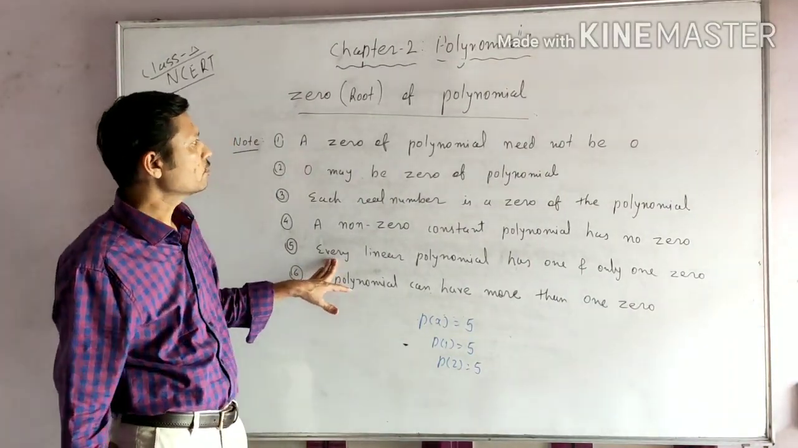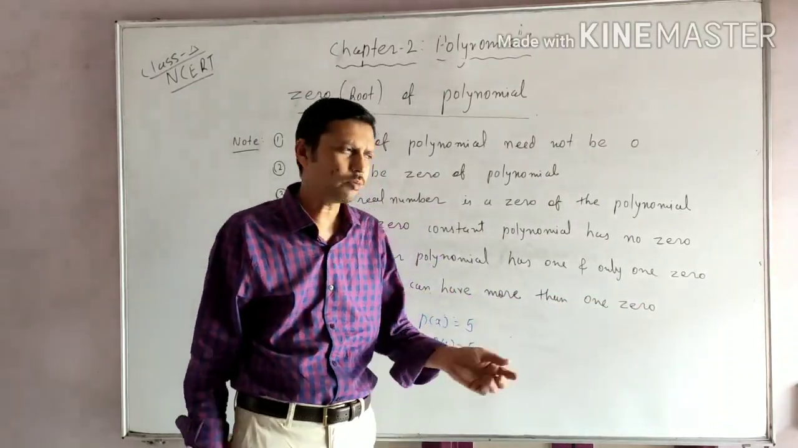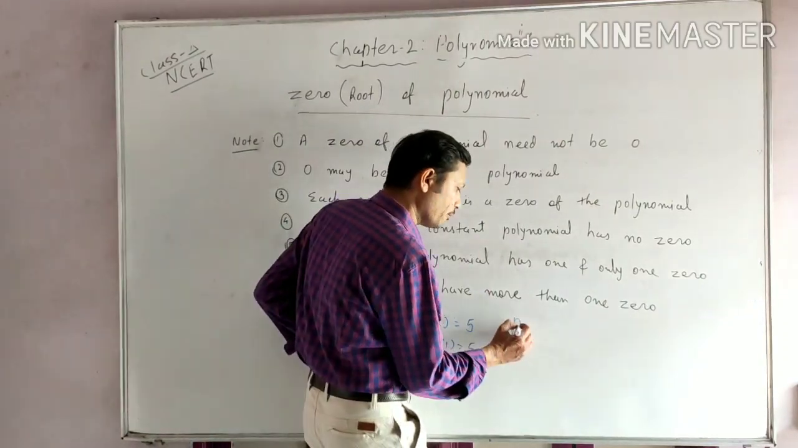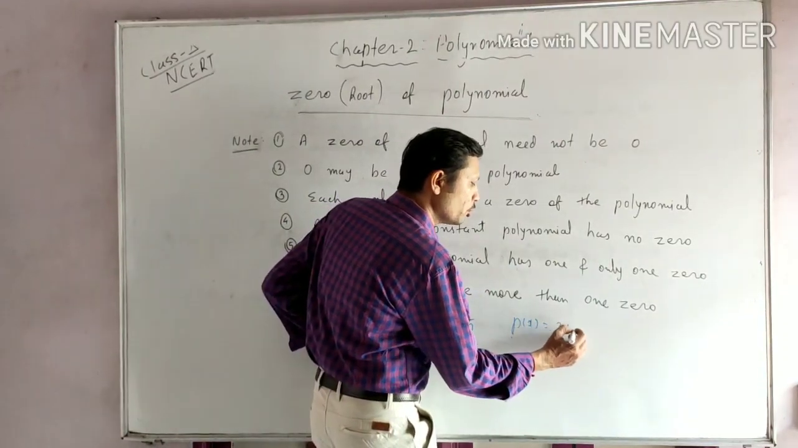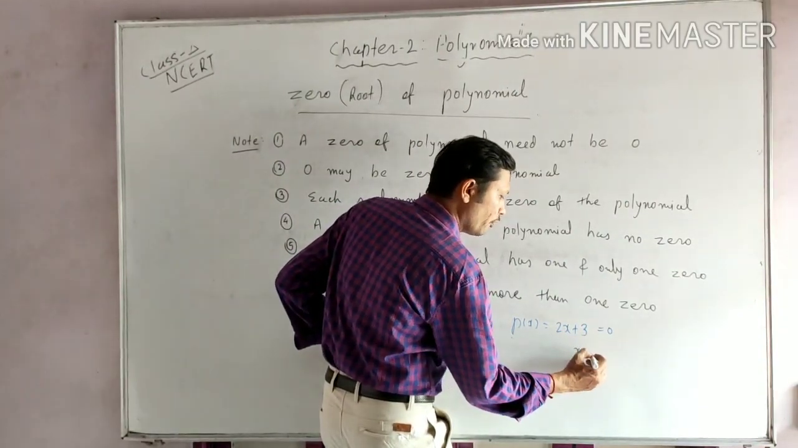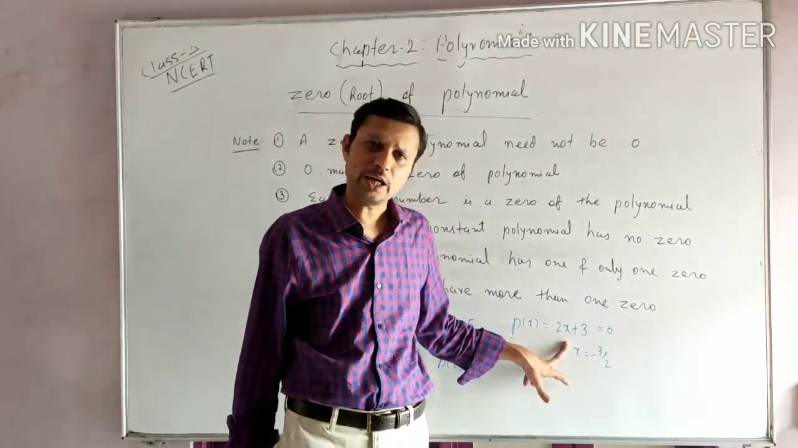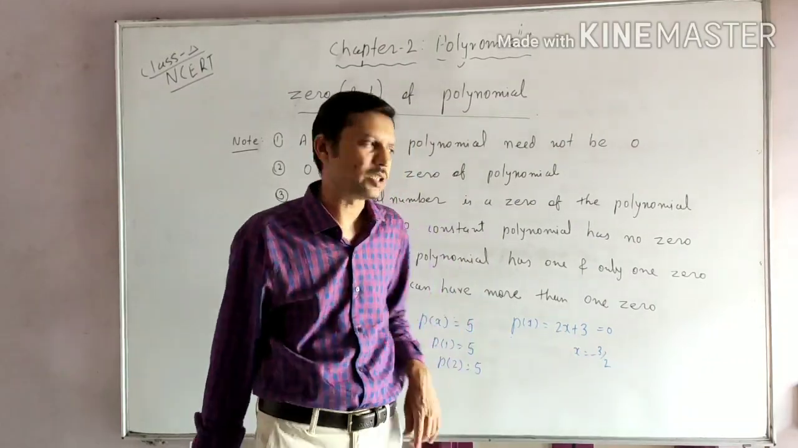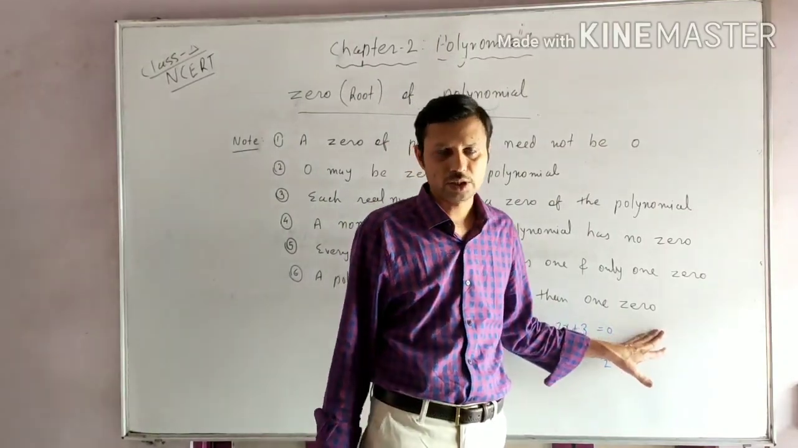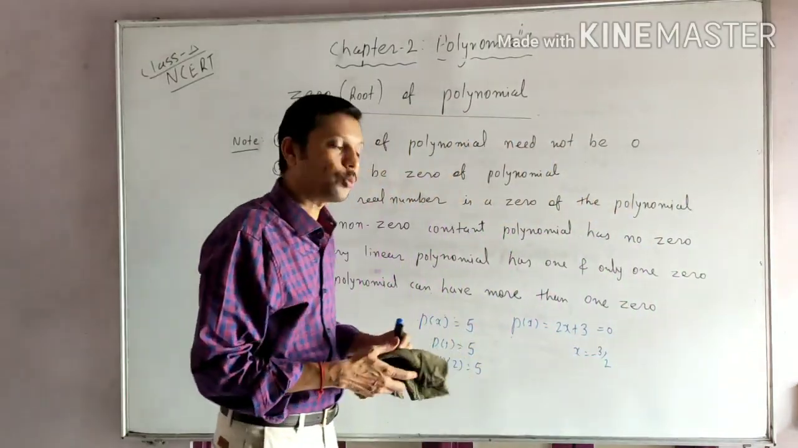Now, every linear polynomial has one and only one zero. For any linear polynomial you can get only one zero, right? We discussed it earlier. Suppose 2x plus 3, if we compare it with 0, the value of x you will get is minus 3/2. So for any linear polynomial you will definitely get one zero. Now a polynomial can have more than one zero, more than one zero is also possible, like quadratic, cubic, right?